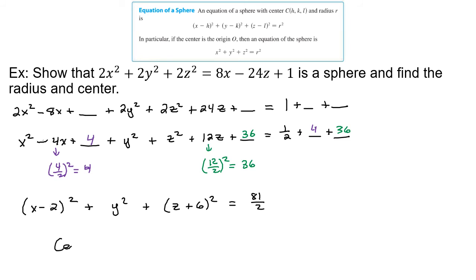This has a center of 2, 0, negative 6. And the radius, with radius, you take the square root of the number on the right. The square root of 81 would be 9, and the square root of 2 is square root of 2. You can rationalize it if you want to, or you could leave it just like that. I don't really care one way or the other.